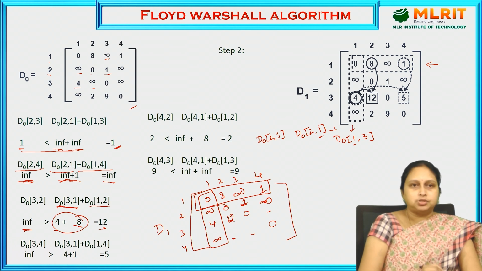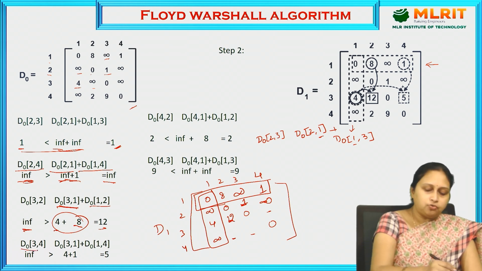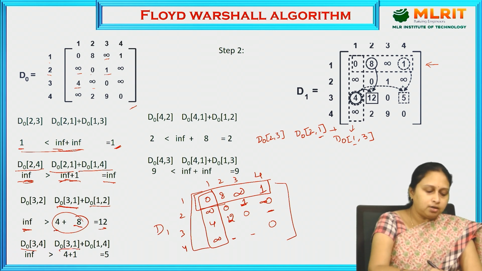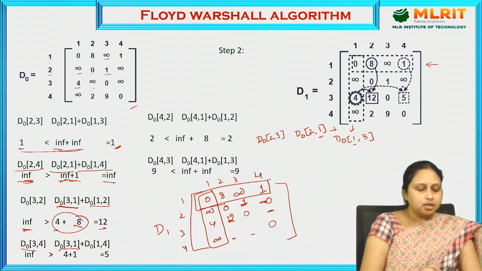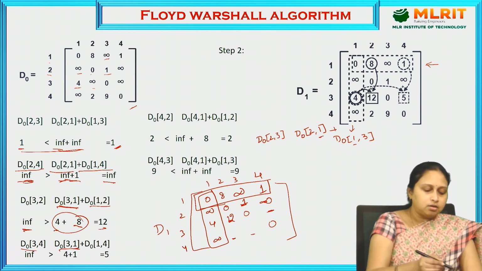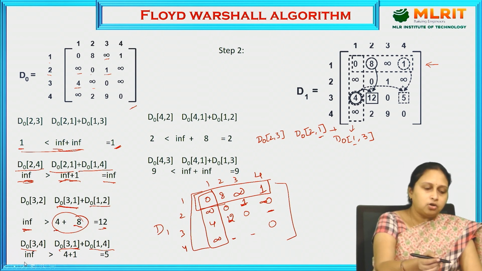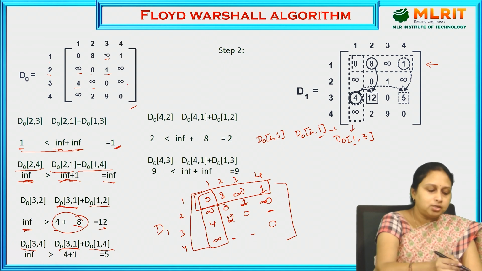Okay. Next, D0 of 3,4 we need to find. That means this part where I need to find. D0 of 3,4 value is nothing but D0 of 3,1. Why? Because 1 will be the middle vertex for 3 and 4. So 3,1 and D0 of 1,4 we need to consider. Okay, middle vertex I need to consider, right? Now D0 of 3,4, what is the value? 3,4 is infinity.